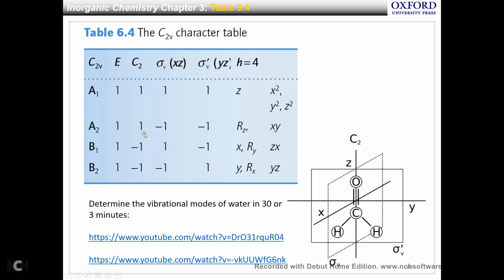What about sigma v or sigma v prime? Again, you imagine this ring and you do a reflection with respect to these two mirror planes. You will see the direction of the ring will change. It's going to change from clockwise to counterclockwise. That's why you have negative 1 and negative 1 here. And then same here, you can do rotation about the y-axis, and you will see that if you do a C2 rotation, or if you do a reflection with respect to sigma v prime, the sign is going to change.